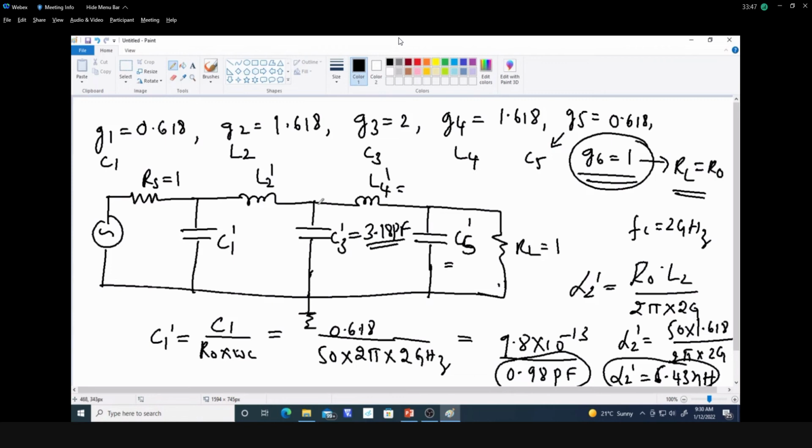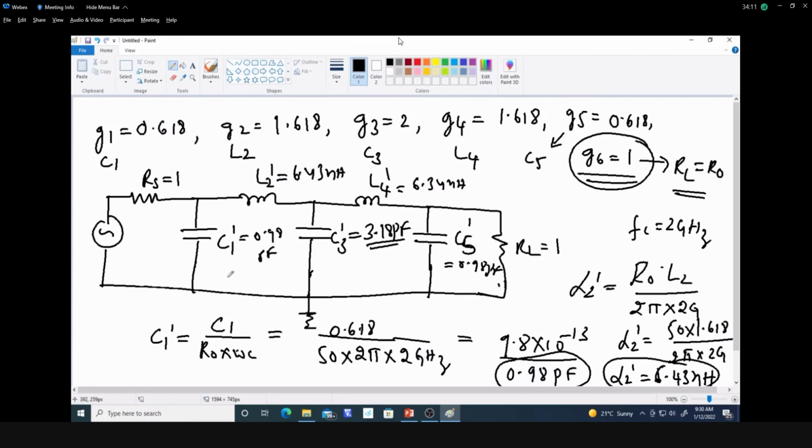Now you can observe that the element value G2 is equal to G4. That means whatever L2 we get, the same value we get for L4. And similarly whatever C1 we are getting, the same value we get for C5, that is 0.98 picofarad. Okay, so this is the filter design.